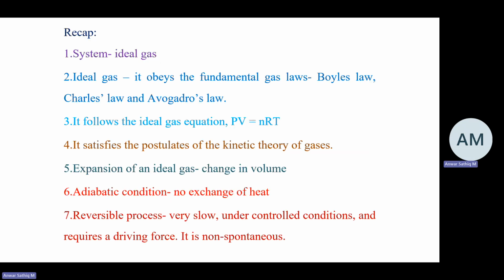First, the system we are dealing with is an ideal gas. A gas is called ideal when it obeys the fundamental gaseous laws, that is Boyle's law, Charles' law, and Avogadro's law. It also follows the ideal gas equation PV is equal to nRT. It also satisfies the postulates of the kinetic theory of gases.